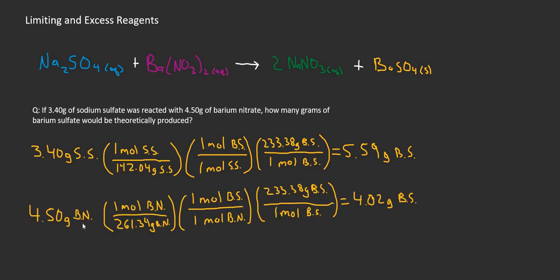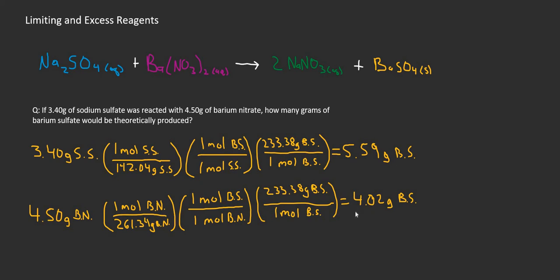Okay, so once you run through the barium nitrate problem, you'll do the exact same thing where you take the molar mass of barium nitrate to convert into moles. Then you'll do your mole-to-mole ratio to get to moles of barium sulfate. Then you'll use the molar mass of barium sulfate to convert into grams of barium sulfate. So now is the time where we can assign limiting and excess reactants. Take a look at both of these numbers and see which one is smaller.